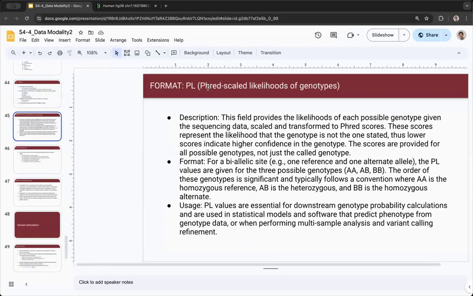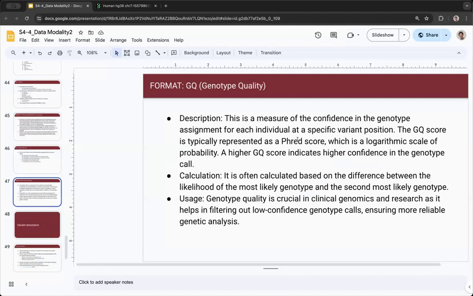PL, as we discussed in previous slides, is the Phred-scaled likelihood of the genotype, right? If you look at the likelihood of possible genotypes in your data set, at biallelic sites there are possibly 3 genotypes: AA, AB, BB. So you give likelihood scores, like confidence scores, for the 3 genotypes. AA is homozygous reference, AB is heterozygous, and BB is homozygous alternative. This PL is very essential because you use it for genotype probability or for calculating genotype quality information.